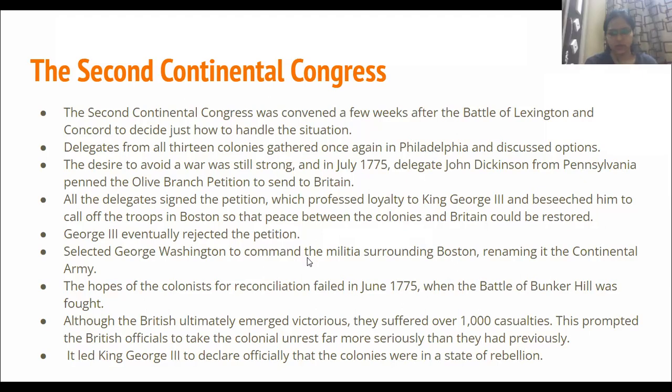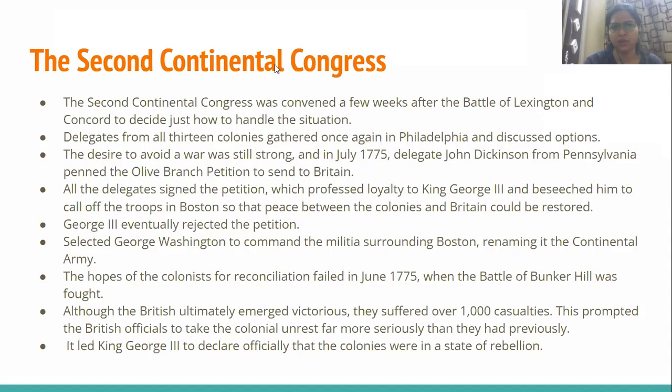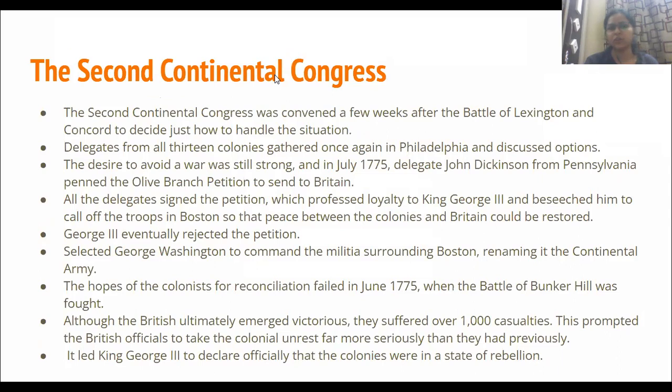Already, we have completed till the Second Continental Congress. After the Second Continental Congress, as we saw, the Olive Branch Petition was sent to King George, but even he did not accept that petition. He rejected it, and that ultimately resulted in the Battle of Bunker Hill.